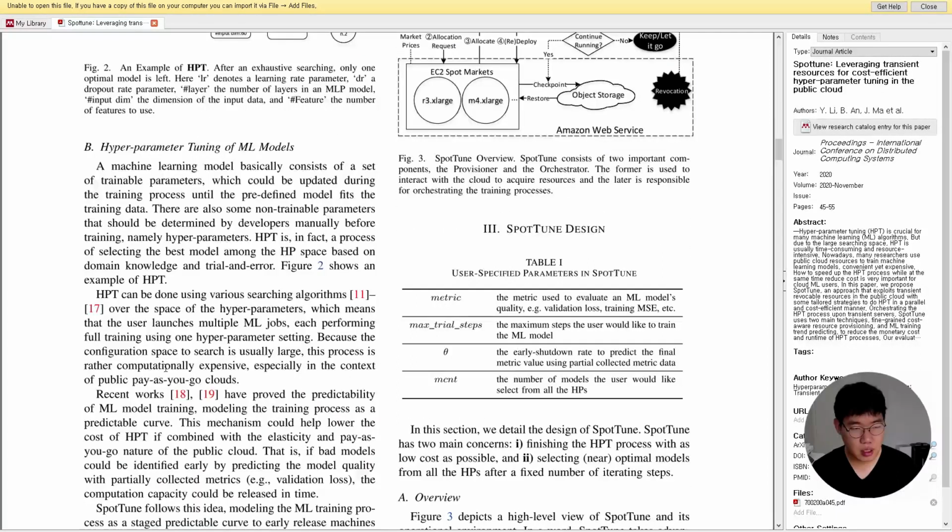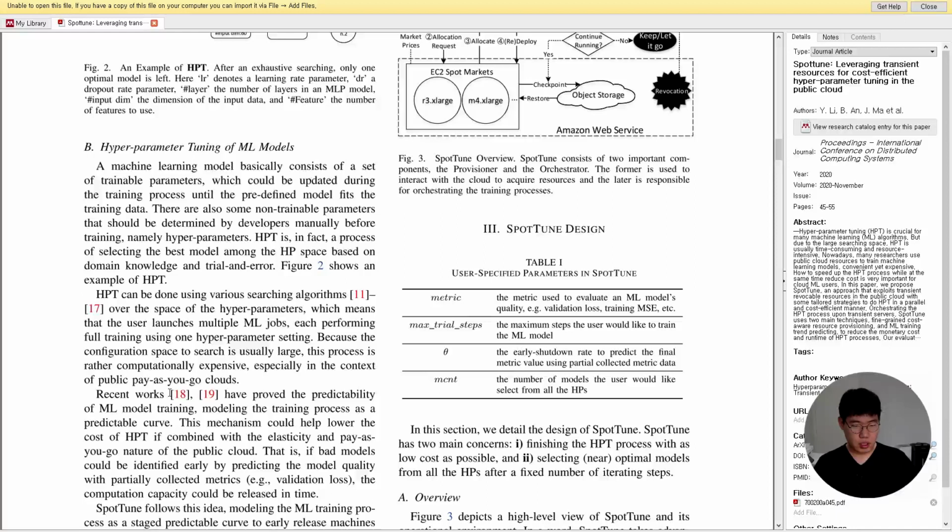HPT can be done using various searching algorithms over the space of hyperparameters, which means that the user launches multiple machine learning jobs, each performing full training using one hyperparameter setting, because the configuration space to search is usually large. This process is rather computationally expensive, especially in the context of the public pay-as-you-go cloud.